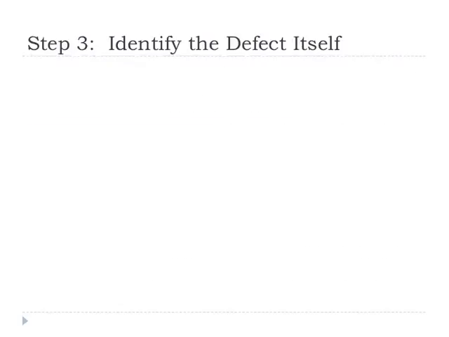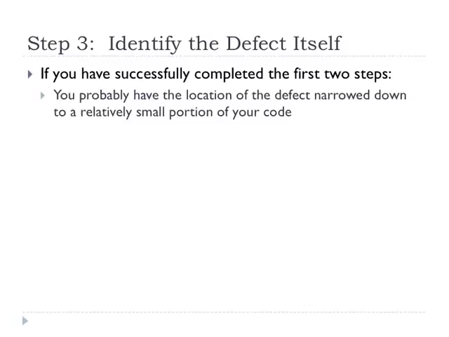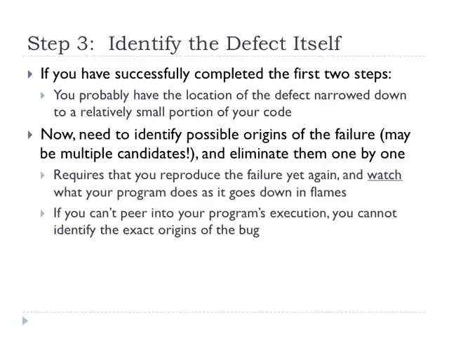Okay, so anyway, you've gotten through step 2. You've isolated it as much as you can, and let's say you have it probably down to a function or maybe a group of 10 lines or something like that. Now you need to study that code and figure out what is actually causing the failure. If you find multiple candidates, you need to eliminate them one by one. So again, you have to be able to reproduce the failure so that you can look at what's going on in each one of those circumstances. And if you can't actually see what your program is doing with its state as it executes, you're not going to be able to identify exactly where the bug occurs. You have to be able to observe the execution, the state of your program as it executes.